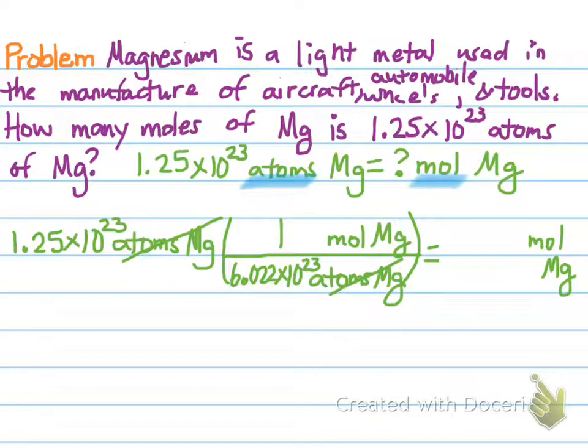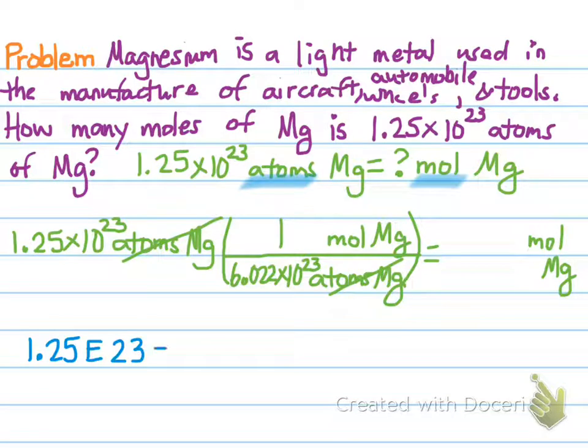Now, let's talk for a moment about how you put this in your calculator. To put this in my calculator, because Avogadro's number is in the denominator, I'm going to divide by it. So remember, I'm going to put this in my calculator as 1.25. I'm going to use that EE button.